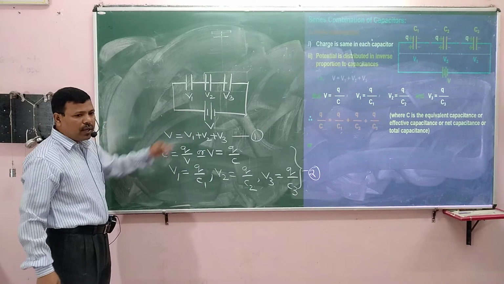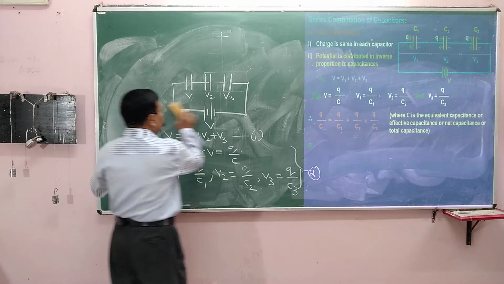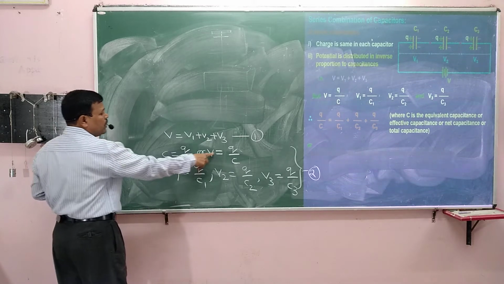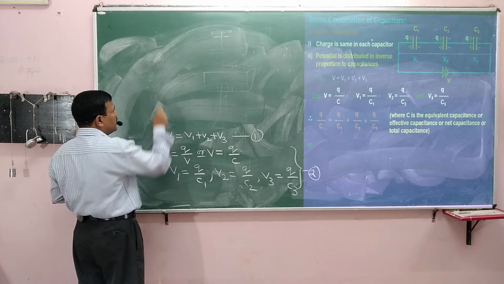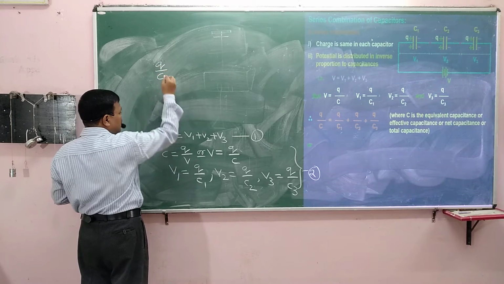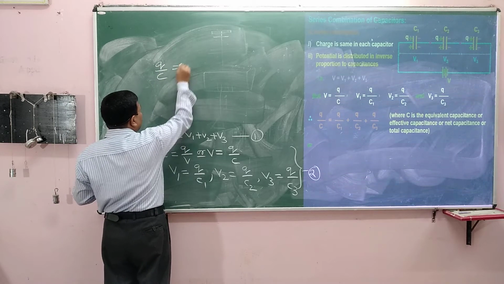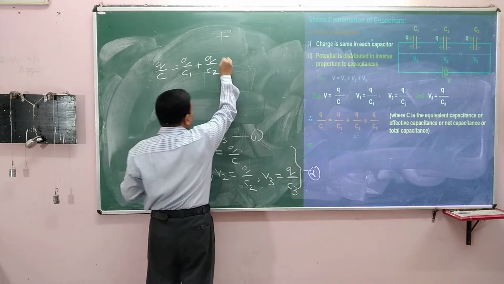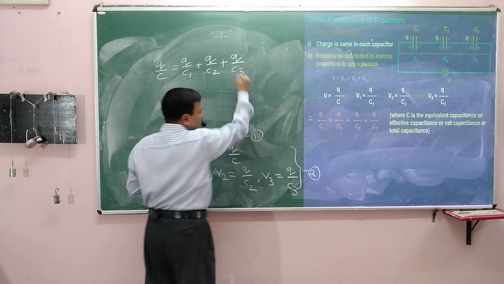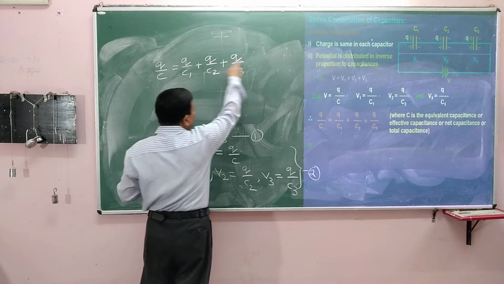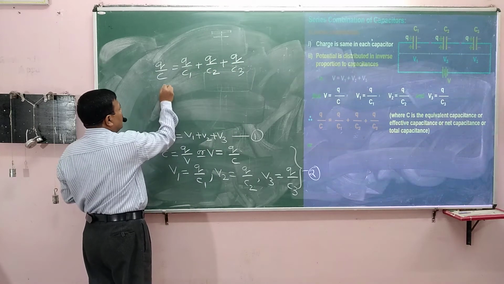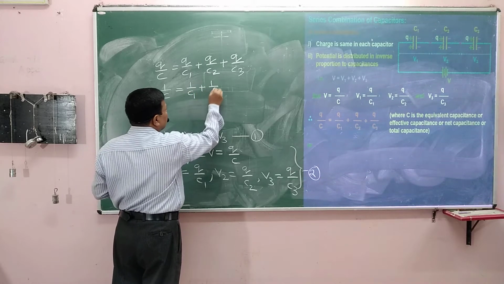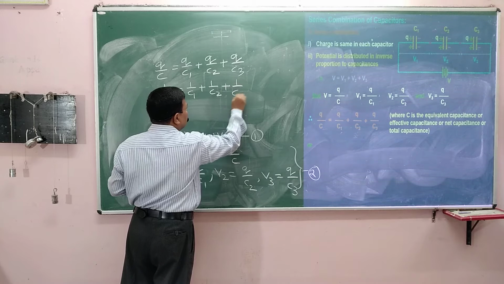Substitute 2 in 1, we get V is equal to Q by C, so we get Q upon C is equal to Q upon C1 plus Q upon C2 plus Q upon C3. Q you take common and cancel it. So what you get is 1 upon C equal to 1 upon C1 plus 1 upon C2 plus 1 upon C3.